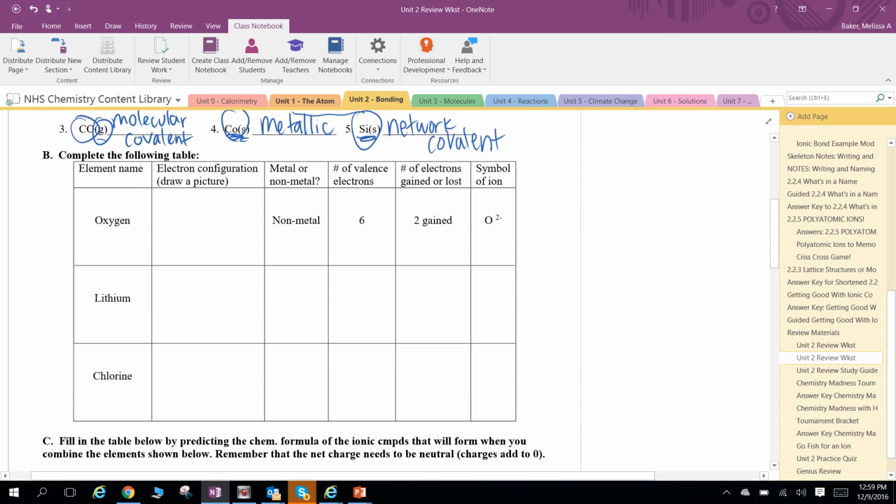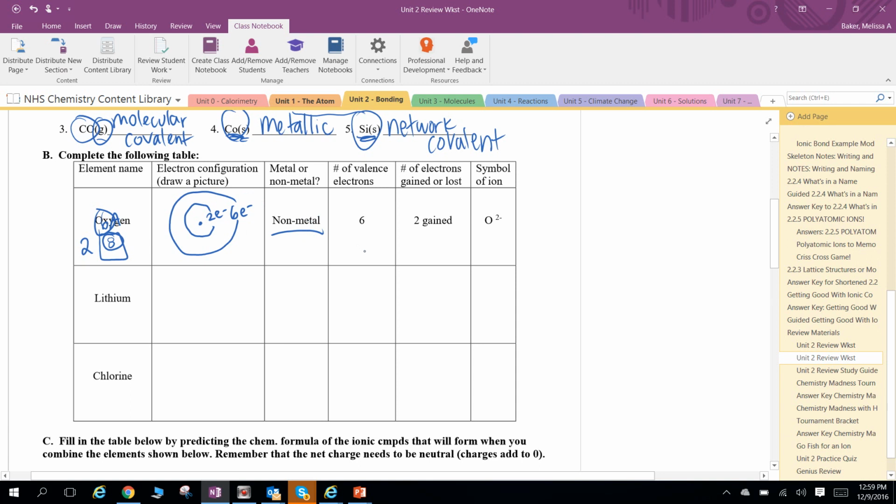Let's take a look at what it wants you to do in part B here. It says draw a picture of the electron configuration. Since oxygen is number 8 and it's in group 6A, that means it has 6 valence electrons, 8 total electrons, and it's in period 2, so it has 2 rings. So the first ring has 2 electrons and the second ring has 6 electrons. That's what makes the total of 8.